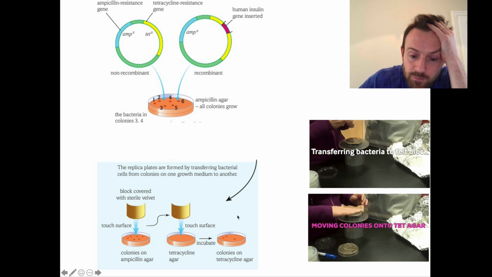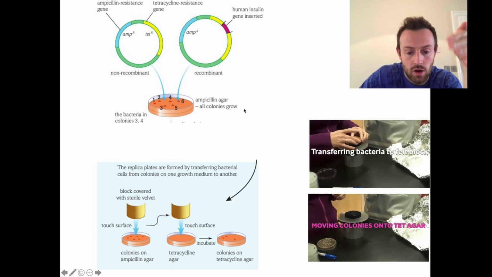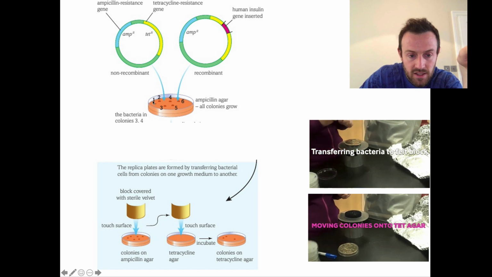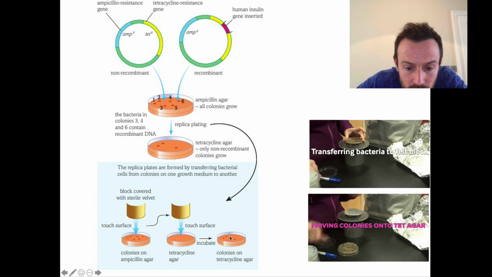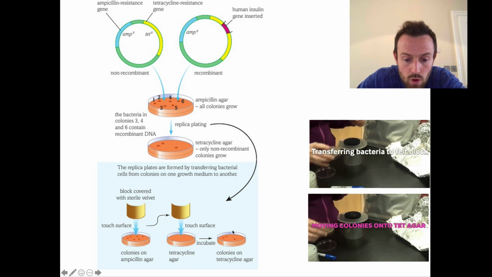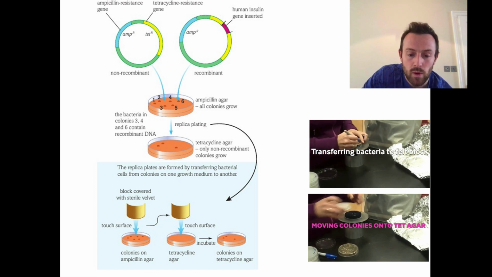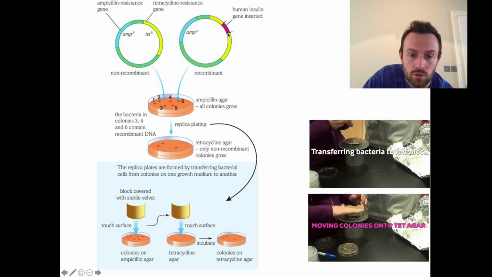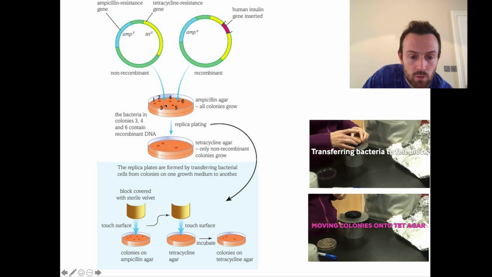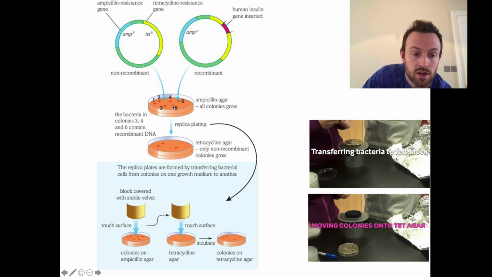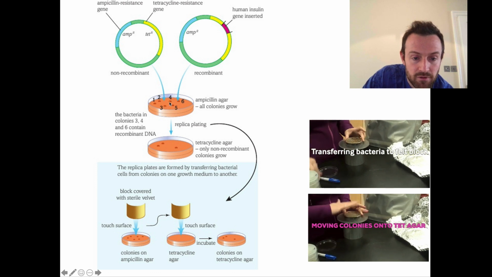Now, what do we notice? We notice that not all 6 colonies that were on the ampicillin agar will grow on the tetracycline agar. In fact, it's only 3. It looks like colonies 1, 2, and 5 grow on the tetracycline agar. Now, let's think about it. Which ones do we actually want? Well, we actually want the ones that don't grow on tetracycline. So we can kind of forget about 1, 2, and 5. We don't want those because they grew on tetracycline. And we actually want the colonies 3, 4, and 6.